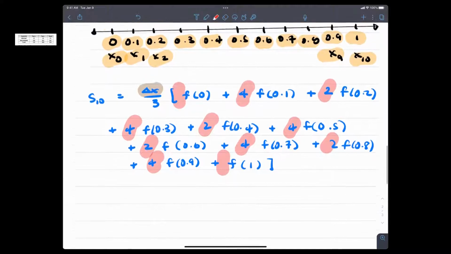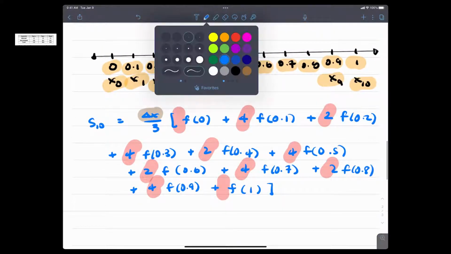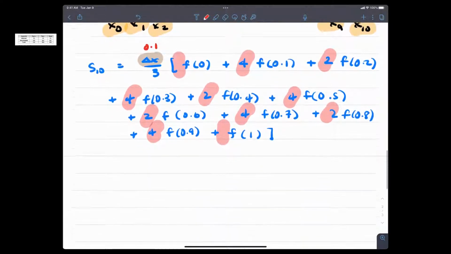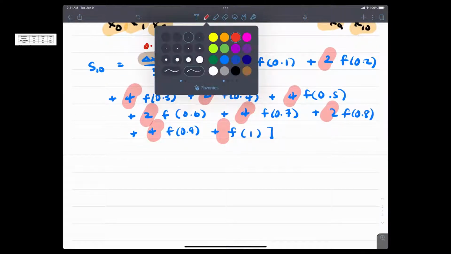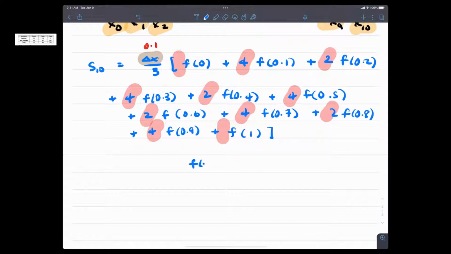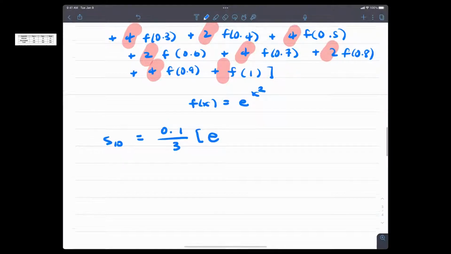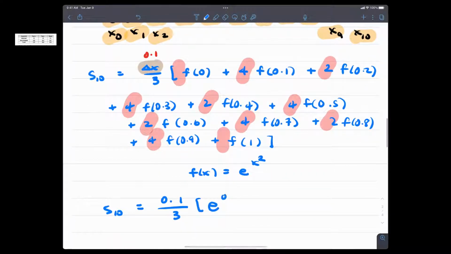And so you say, well, what about the rest? Well, what is delta x? Delta x is 0.1. And then you might say, you know, Mr. Judge, what in the world is a function anyway? You guys remember what the function is? It's e to the what? X squared. So we want to know about this very, very famous numerical approximation formula. 0.1 divided by 3. E now to the what power?